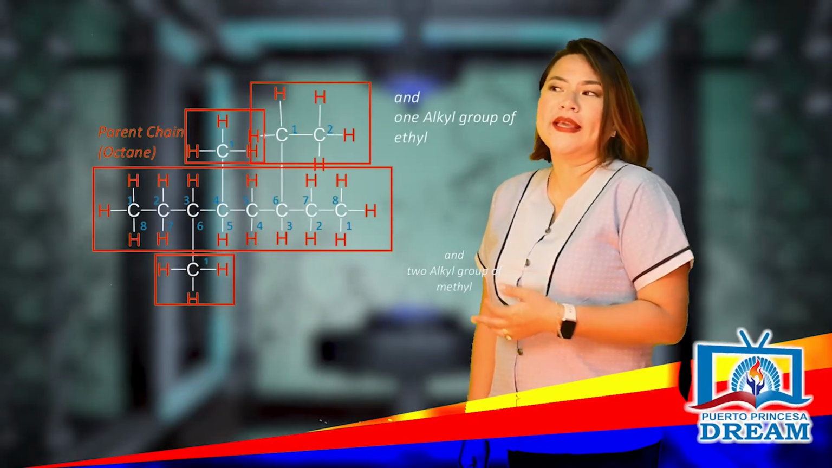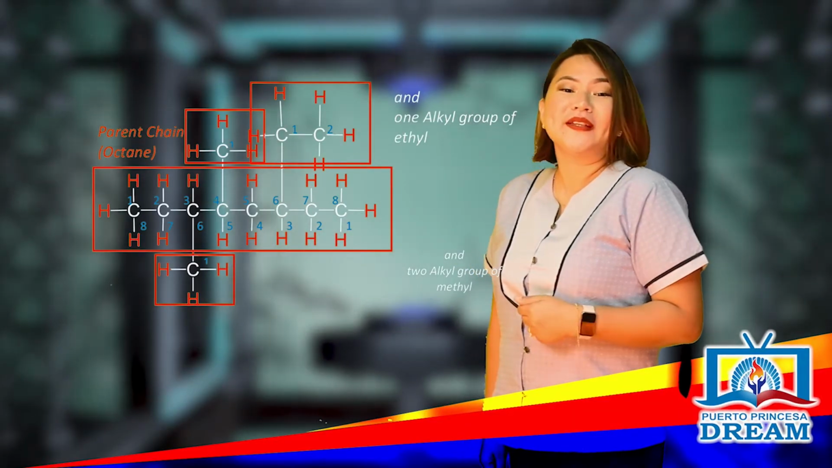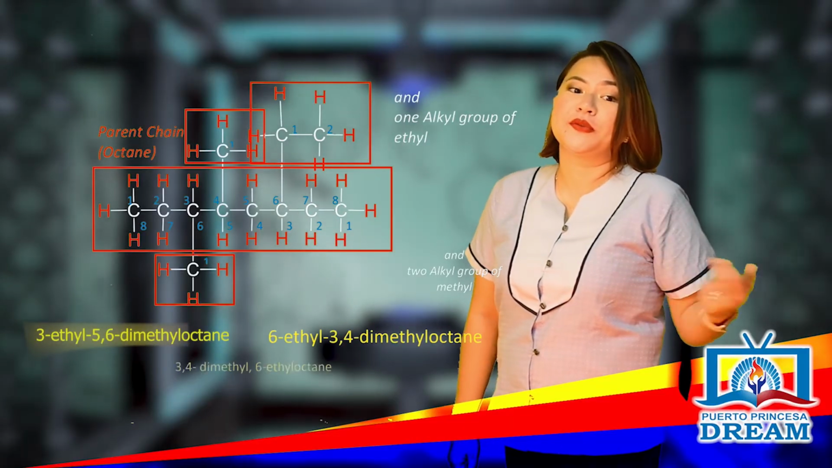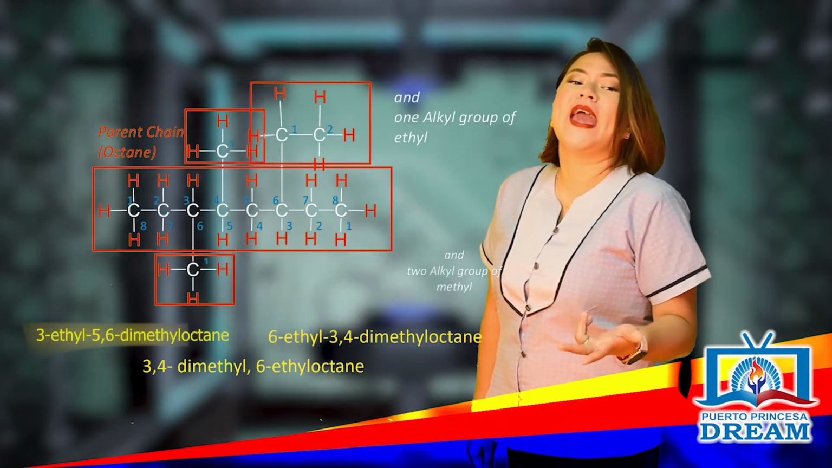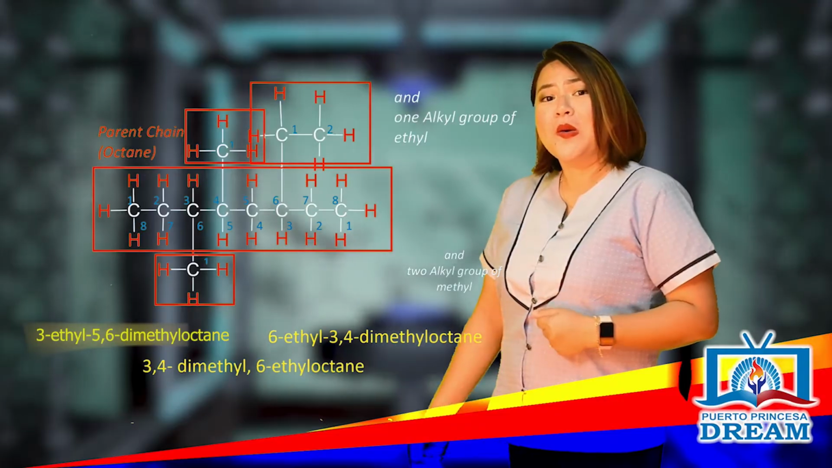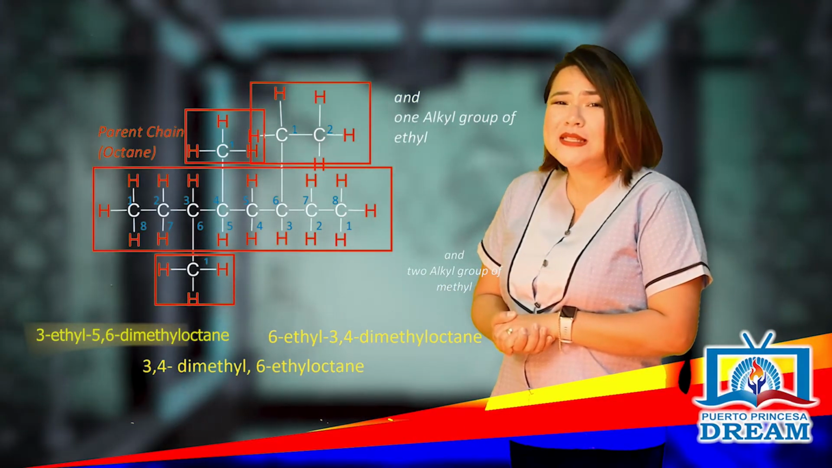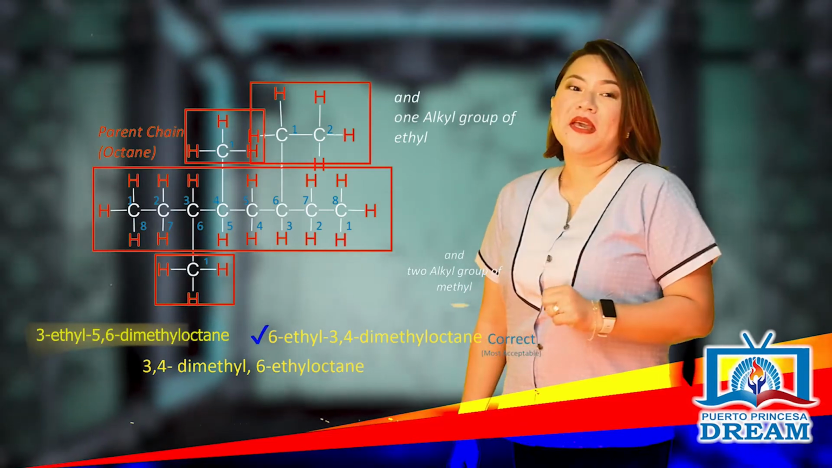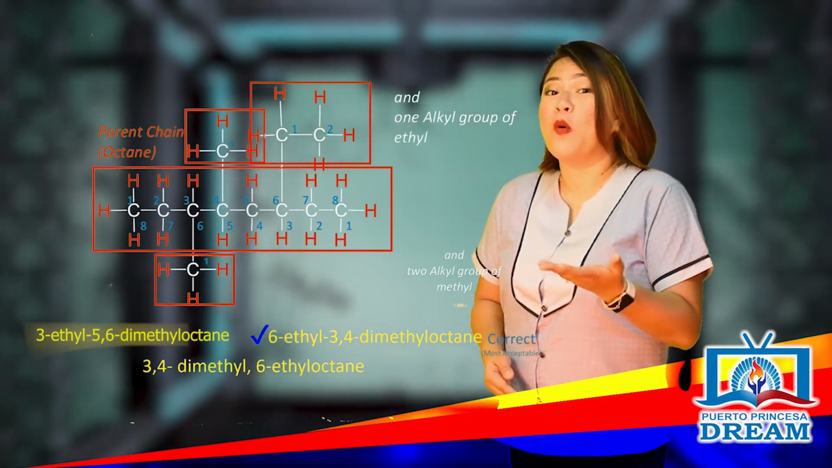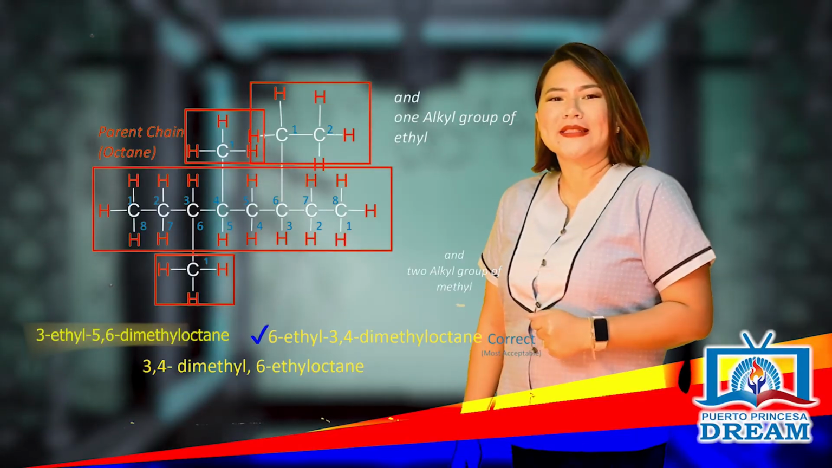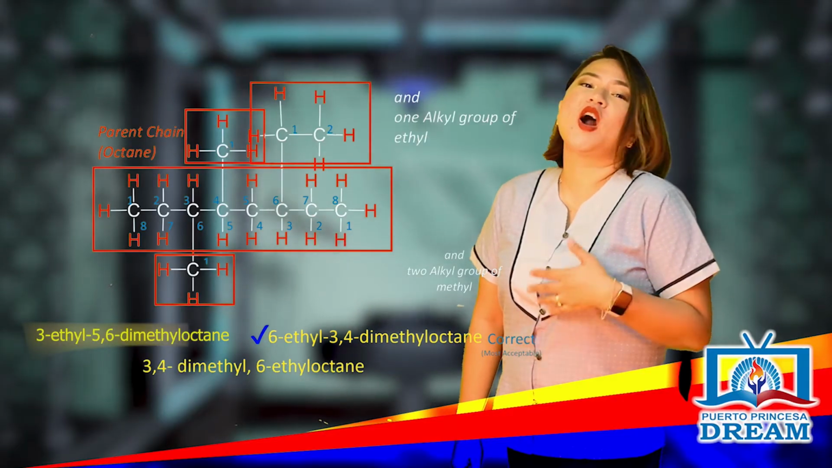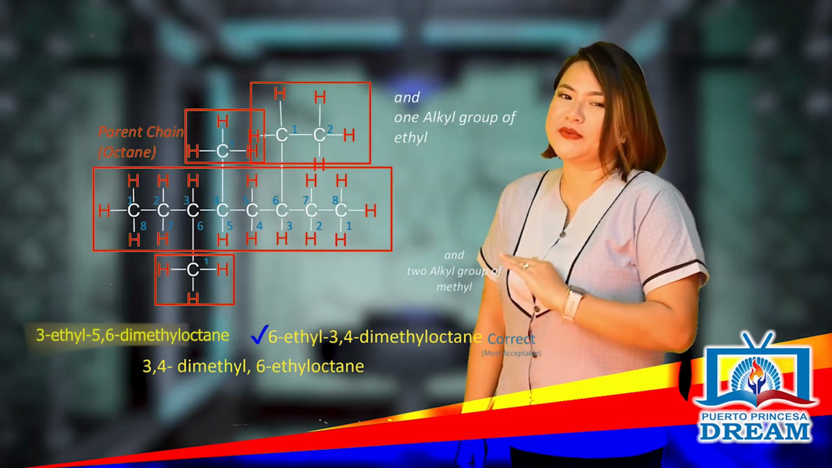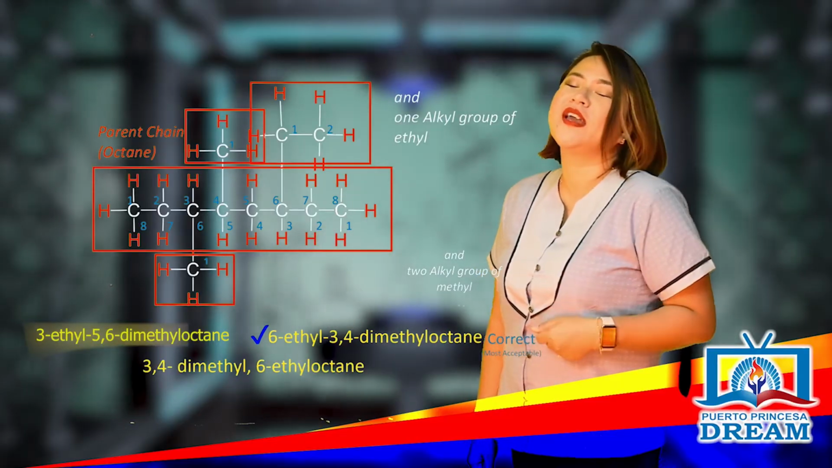How about if there are different substituents in the hydrocarbon? Like this example, which is the correct name for this hydrocarbon? Is it 3-ethyl-5,6-dimethyloctane, 6-ethyl-3,4-dimethyloctane, or 3,4-dimethyl-6-ethyloctane? If your answer is 6-ethyl-3,4-dimethyloctane, you are correct. Remember that if there are different substituents in the hydrocarbon, they are mentioned in alphabetical order, disregarding the prefixes di, tri, tetra, and so on.